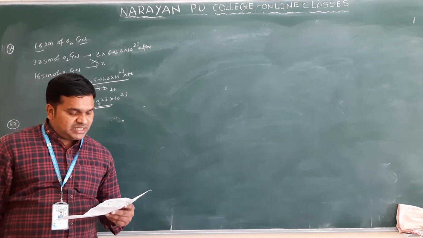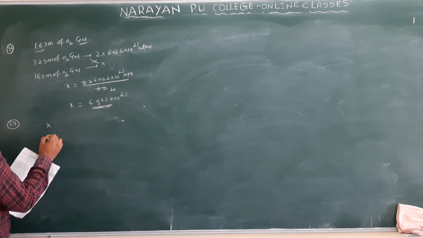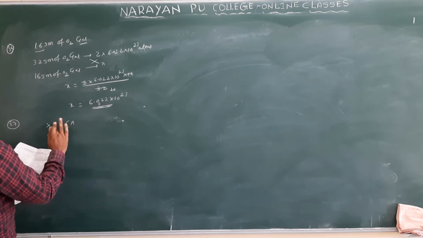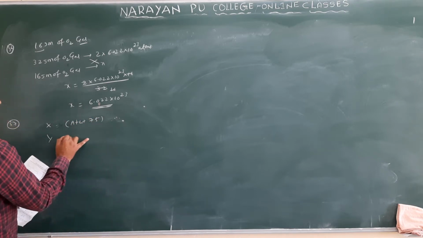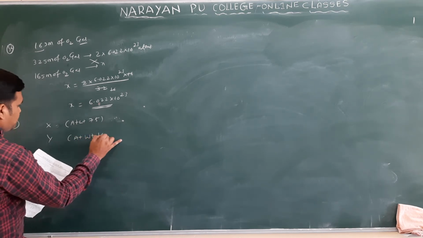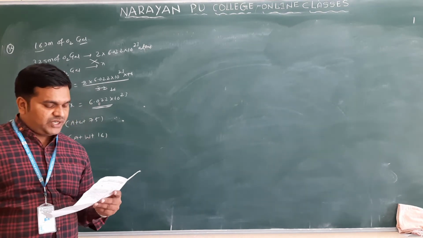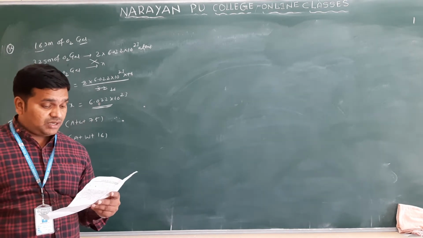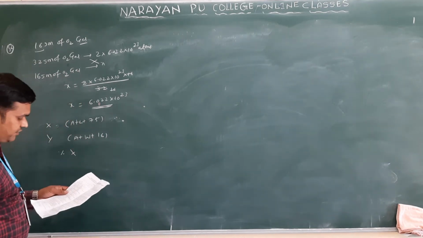Question number 37 tells that two elements X and Y are given. The atomic weight of X is given as 75 only, and the atomic weight of Y is 16 only. They are combined to give a compound having 75% of X. What they are asking is the formula of the compound. The percentage of X is given.